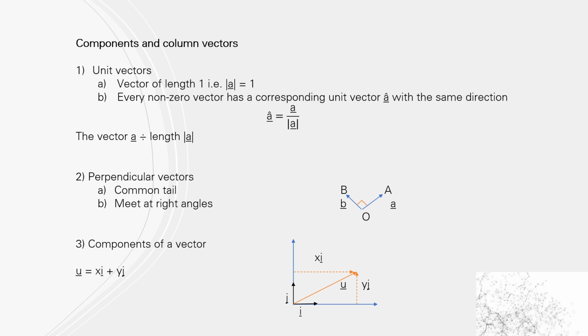And components of a vector, so we say that along the x-axis is going to be the i component and along the y-axis is going to be the j component. I know that's not easy to see in this, but if I want to represent the vector u, that would be i length across the x-axis plus j length across the y-axis.